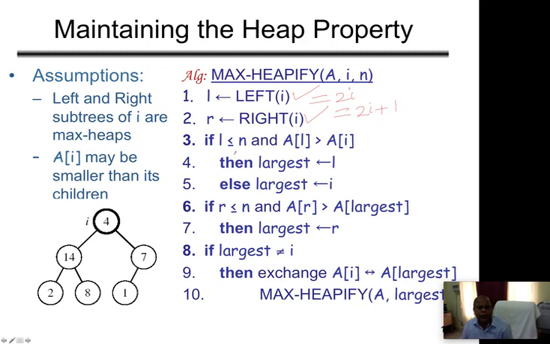Now if L is less than N, where N means heap size, if it is exceeding the heap size, that means no element is there, so no need to compare. And if A[L] is greater than A[I], that means A[L] becomes the largest, hence largest will be L, otherwise largest will be I. That means in this case we are comparing the left element.